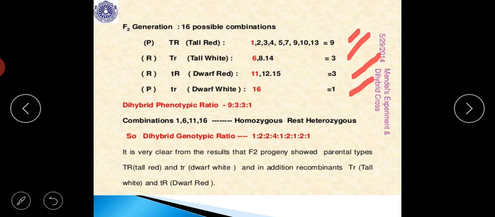In addition, recombinants like capital T, small r, and small t, capital R are also produced, due to a phenomenon called genetic recombination, which was observed for the first time by Mendel. So he is very unique in his research work.